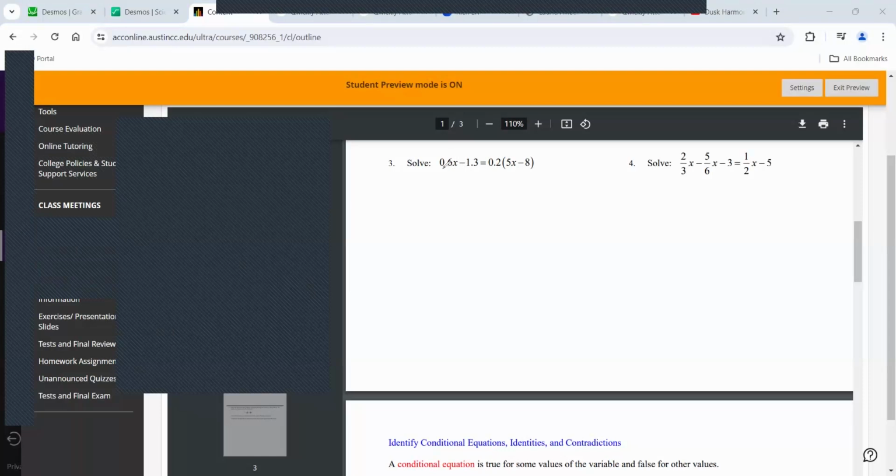Over 3. Now we have decimal coefficients: 0.6, 1.3, 0.2 of this.